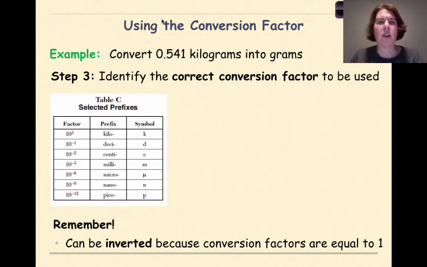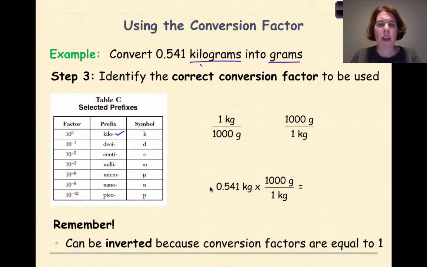The next thing that we need to figure out is what conversion factor to use. So let's look at our example again. Convert 0.541 kilograms into grams. We need a conversion factor that's going to work for us here. Step 3 is identify the correct conversion factor to be used. Most likely, Table C can give you some help on how to approach this. I see kilo right here, and kilo means 1,000 of something, 10 to the third. So one conversion factor that I could use is 1 kilogram over 1,000 grams, with grams being my base unit, or I could use 1,000 grams over 1 kilogram.